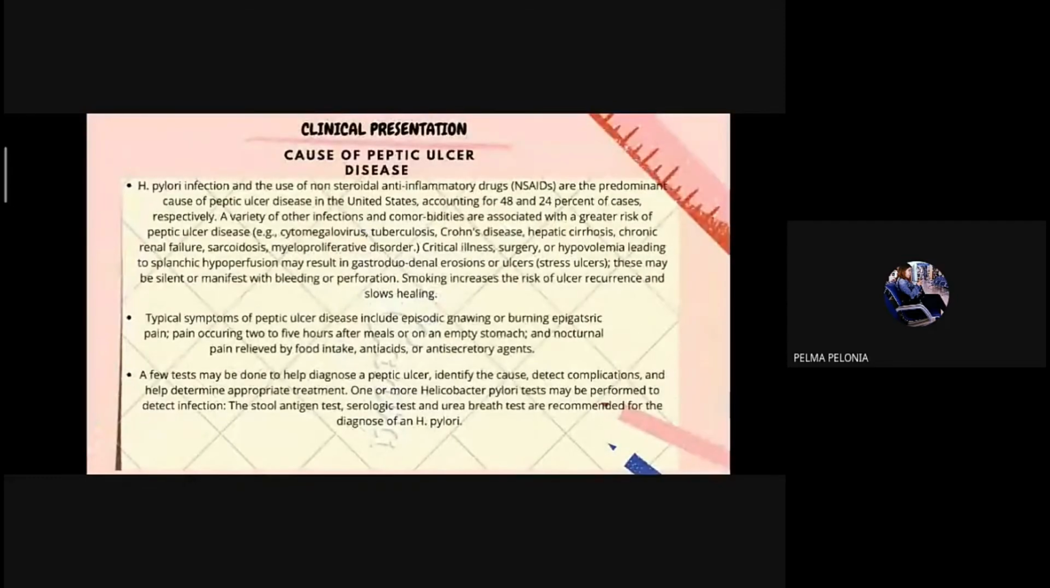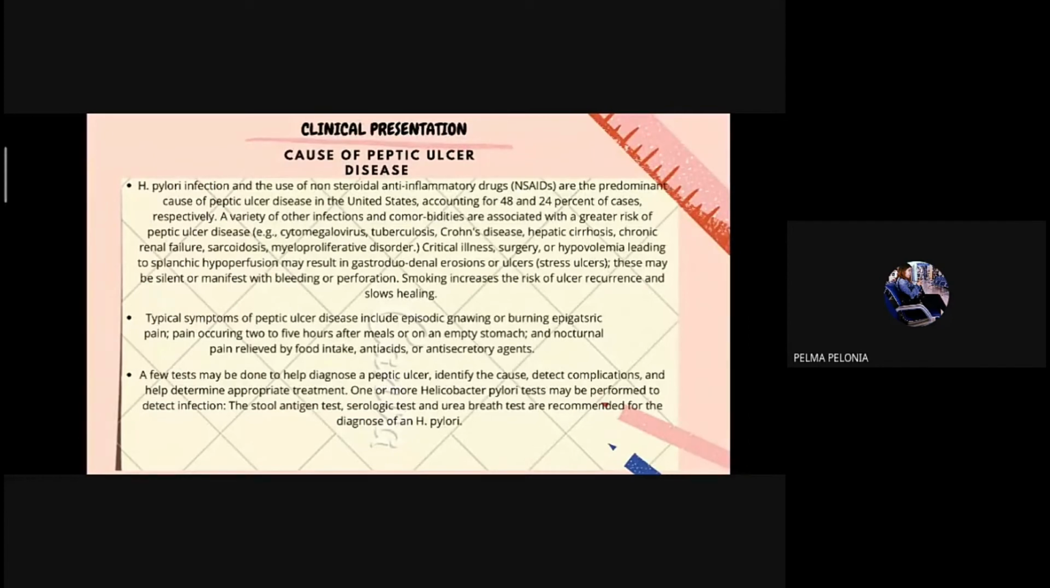Next, for the clinical presentation, the cause of peptic ulcer disease. Helicobacter pylori infection and the use of nonsteroidal anti-inflammatory drugs are the predominant causes of peptic ulcer disease in the United States, accounting for 48 and 24% of cases, respectively. A variety of other infections and common comorbidities are associated with a greater risk of peptic ulcer disease.